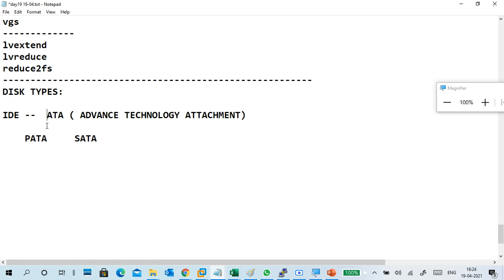So they have their own limitations. First PATA came up and next SATA came up. What is PATA? Parallel Advanced Technology Attachment.